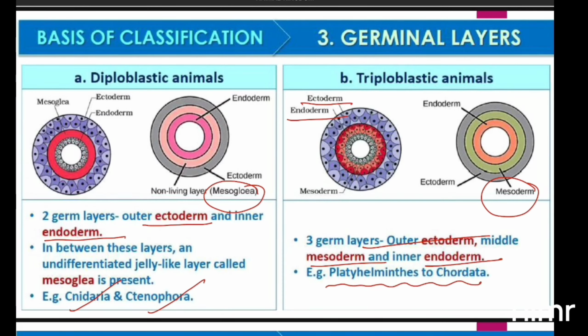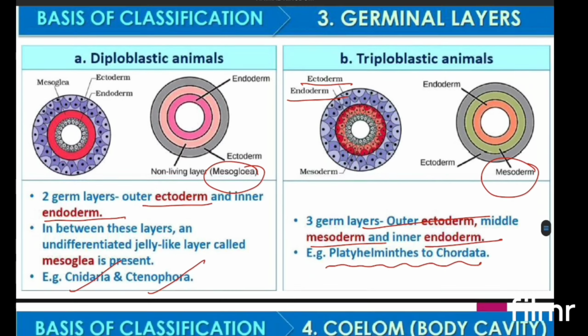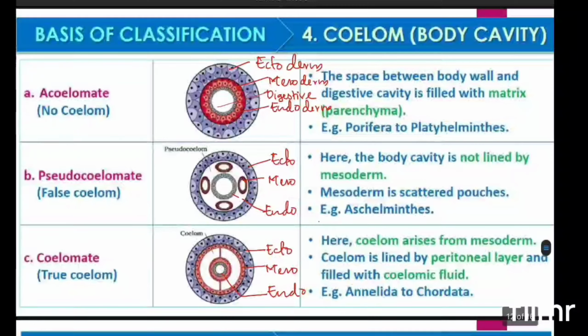Platyhelminthes to Chordata, all phyla are triploblastic, right? So that's why I told you the lower groups are diploblastic, and after that, from Platyhelminthes, all are triploblastic in nature. And you can see that there will be a space in between the body wall and the digestive cavity, that's called the coelom, right?